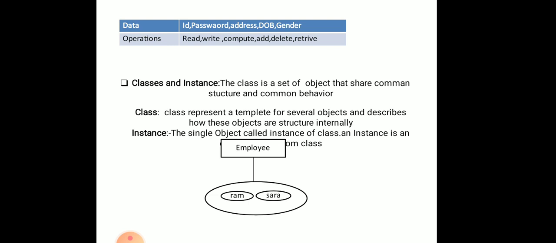Next, instance. A single object is called an instance of a class. Here, an instance is created from a class. Simply, instance means what? One class can have multiple objects; we can create multiple objects from one class. Among the multiple objects, a single object is called an instance. Here we will see Employee is one class having two objects, Ram and Sarah.